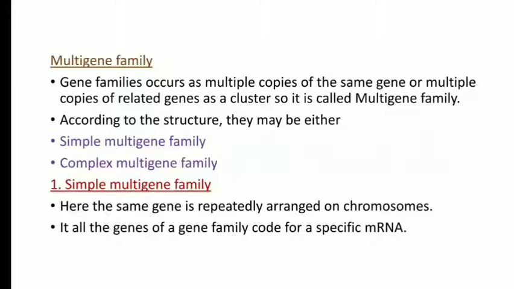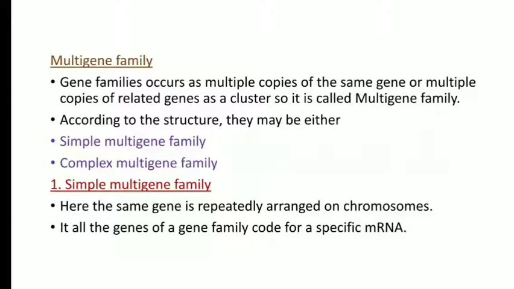First is the multigene family. Gene family occurs as multiple copies of the same gene or multiple copies of related genes as a cluster, so it is called a multigene family. According to the structure, they may be either a simple multigene family or a complex multigene family. First is the simple multigene family.